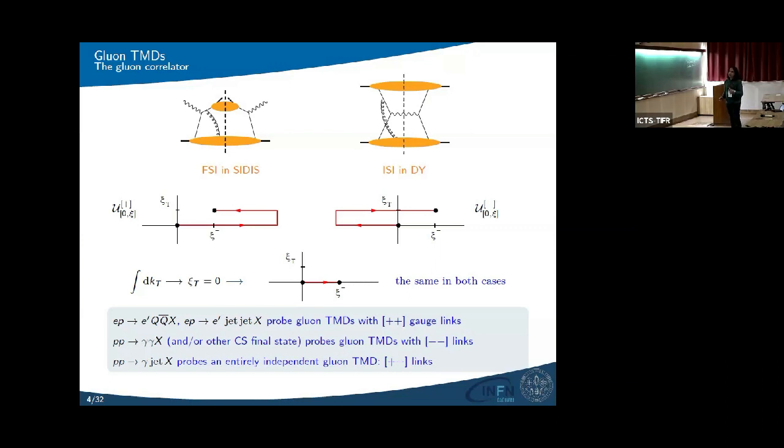This object cannot be related to the previous two, so it's independent. Independently of the gauge link, I can classify the leading twist gluon TMDs in the same way as has been shown before for quark TMDs. And I can distinguish them according to the polarization of the target, so the proton.